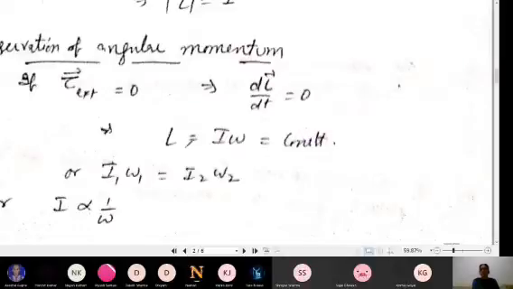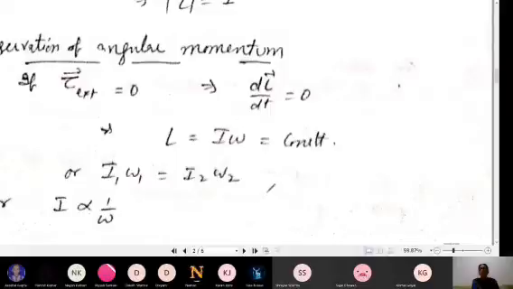So here, because L equals I omega, I have taken the relation of L in terms of omega. So I can write L equals I omega, that equals constant. We are able to change the moment of inertia of a body by changing the R, because I equals mr square. So for a given system, I1 omega 1 equals I2 omega 2. Or I can say if I increase the moment of inertia, angular velocity decreases and vice versa.